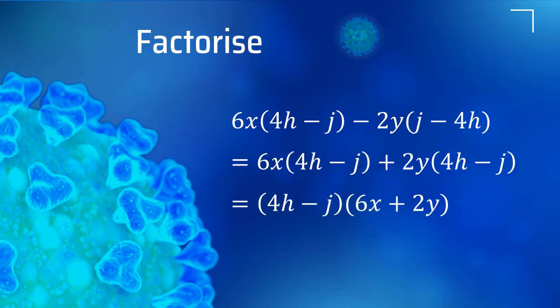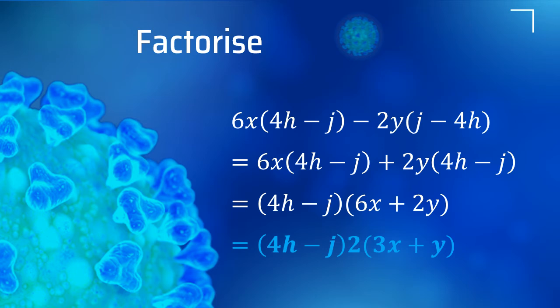Okay, this is the last answer, right? You must put 2 outside, become this one. 6x divided by 2 becomes 3x. 2y divided by 2 becomes plus y. So we get like this.